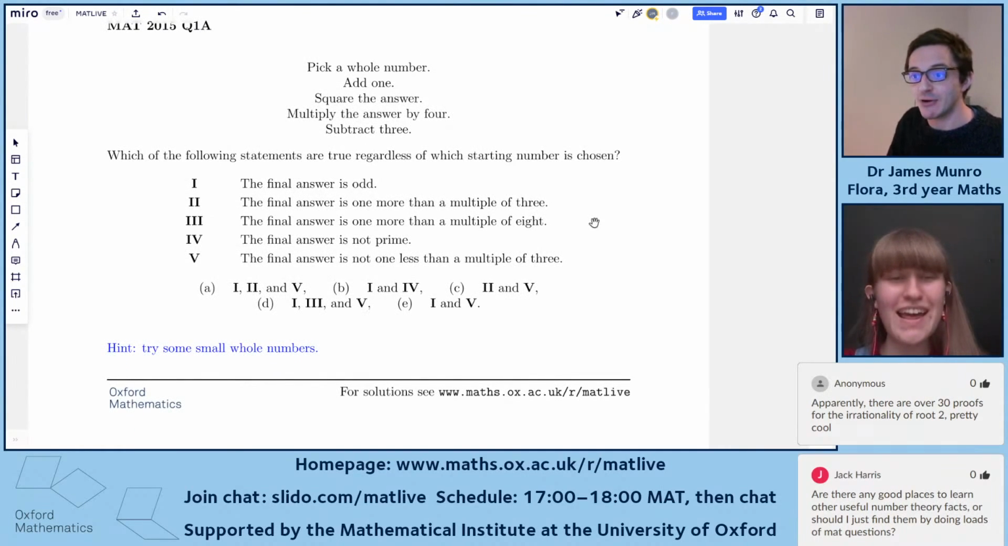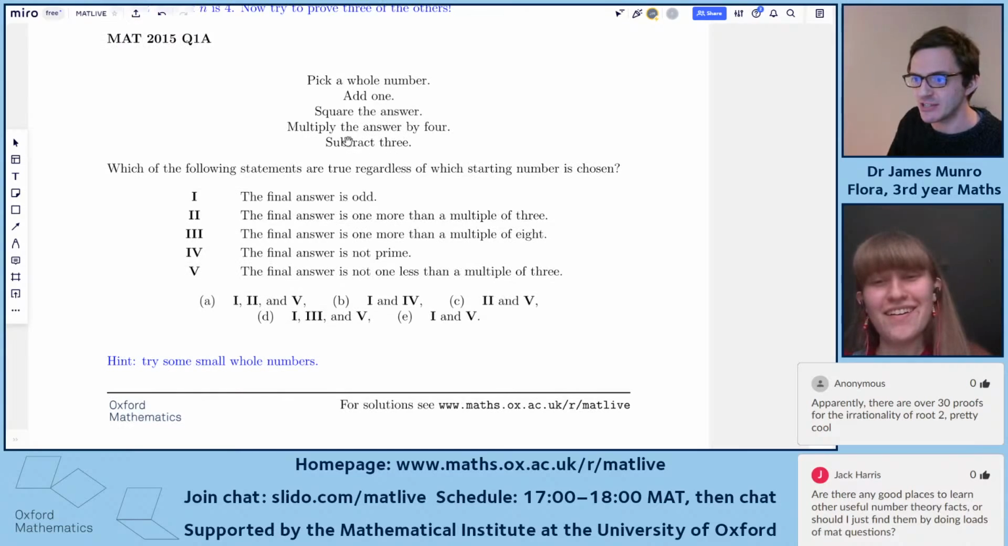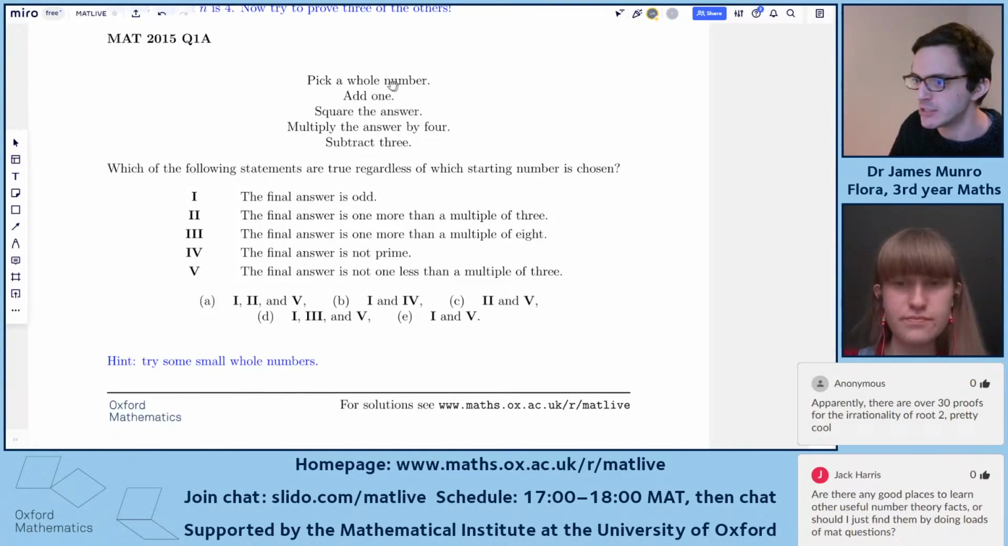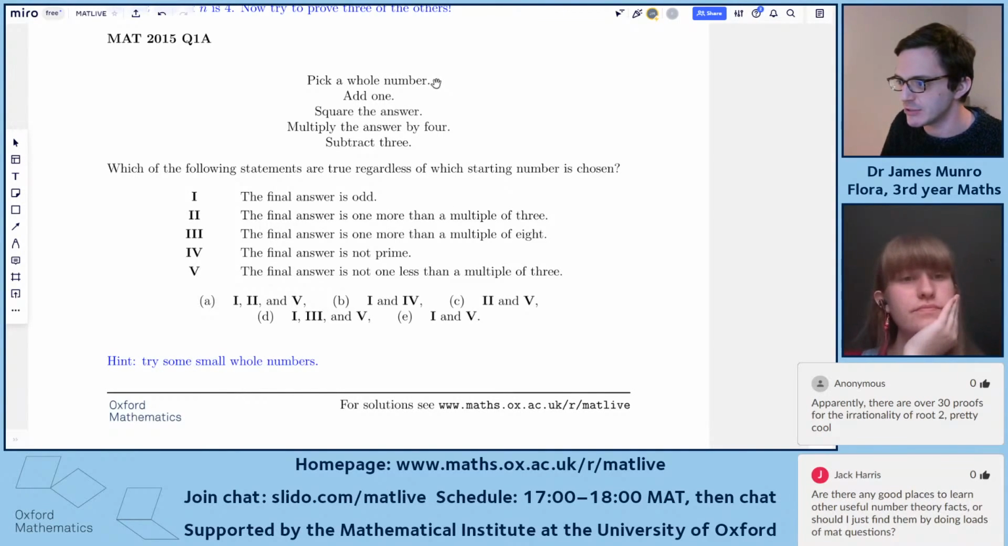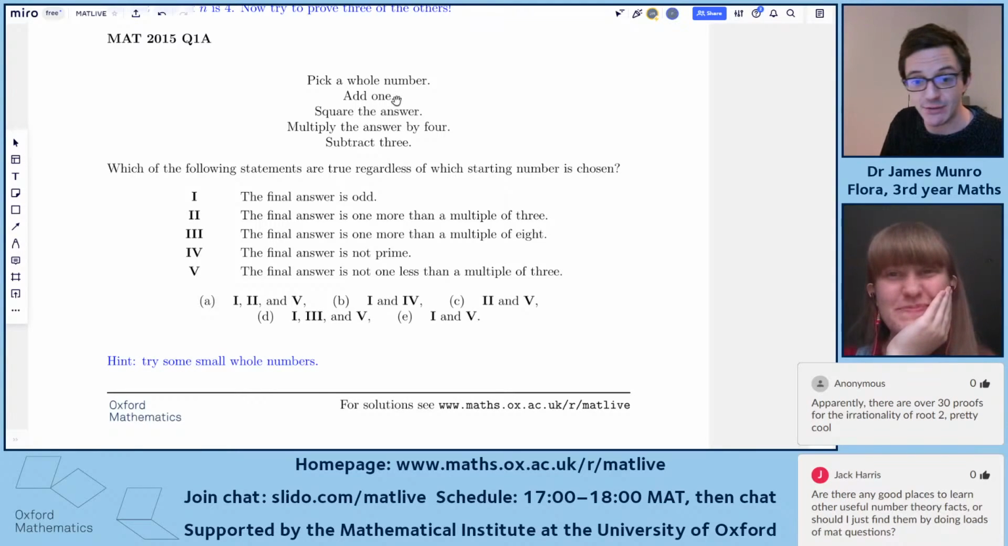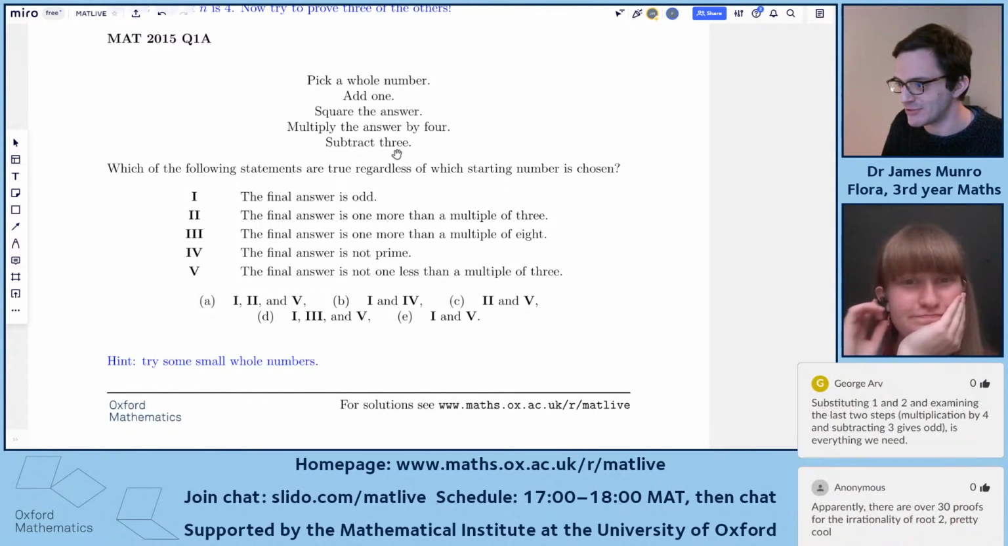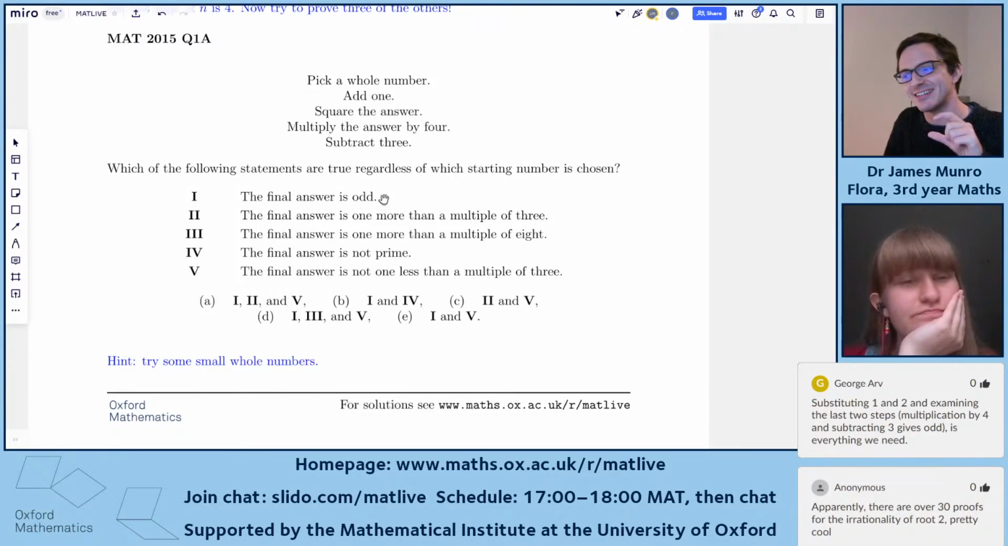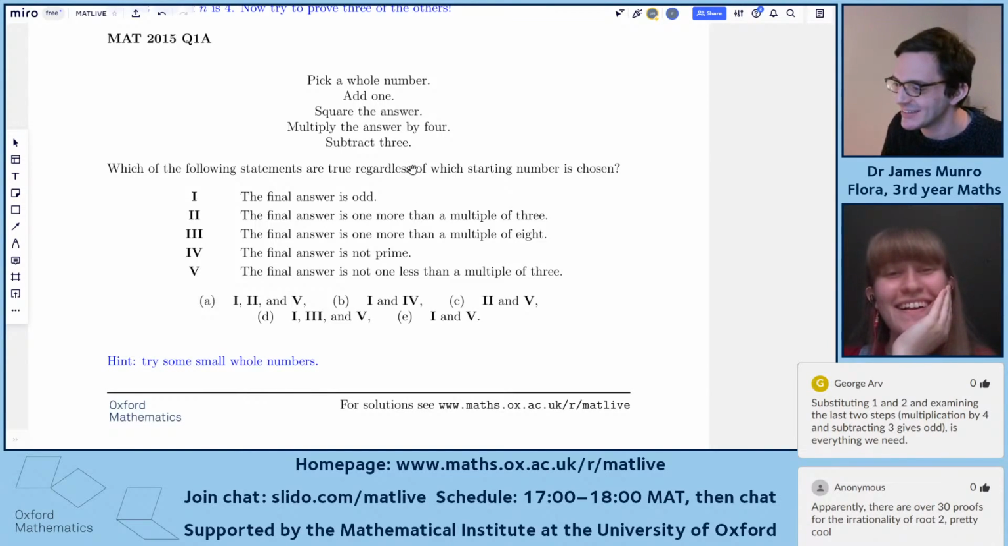Right, here's how the question works. It describes a process. This is the opening of the 2015 paper. It says pick a whole number, and for a moment you think, oh my word, I've opened the test paper and it's asking me to do a magic trick. Add 1 to your number, square it, multiply by 4, subtract 3, and I'd really like it if the question stopped there and the options were, what's your number? And magically we'd got it. Never mind. That would not be a good math question.